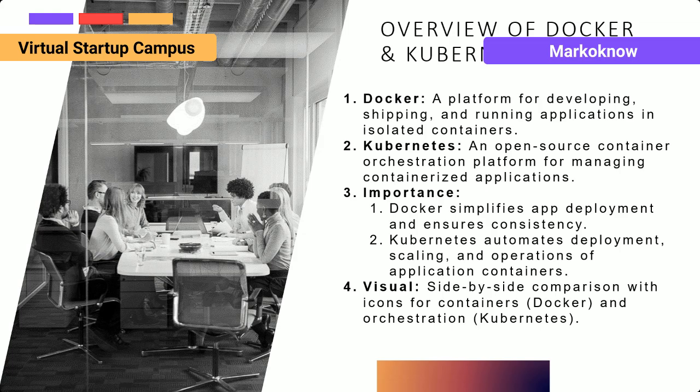Okay, and the same goes for Kubernetes, an open source container orchestration platform for managing containerized applications. Kubernetes works on top of Docker. Kubernetes maintains the Docker part for CI/CD deployments. For the importance of Docker: it simplifies app deployment and ensures consistency. Kubernetes automates the deployment, scaling, and operations of application containers. Visually, we can show a side-by-side comparison with the icons of Docker and orchestration.